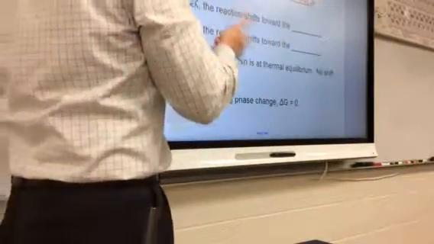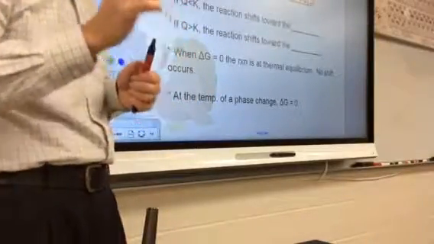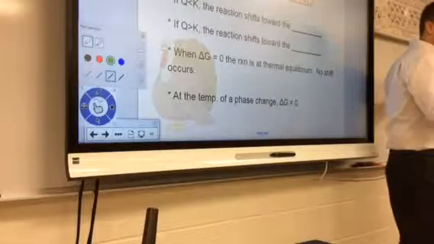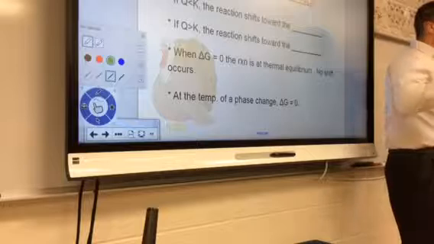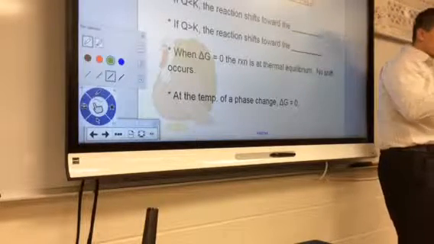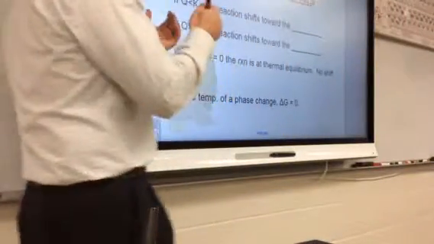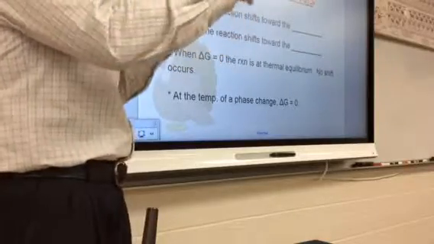Now, what about this relationship between Q and K? I want to remind you, K is a constant. It's the equilibrium constant. K is that ratio where the reaction stops. Q can change. As Q changes throughout a reaction, it's getting closer and closer to K, normally. At the beginning of a reaction, Q is 0. And then as the reaction proceeds, Q gets greater and greater.